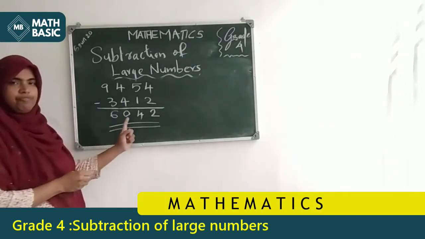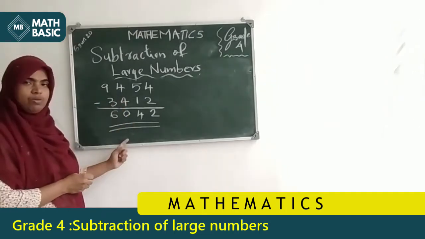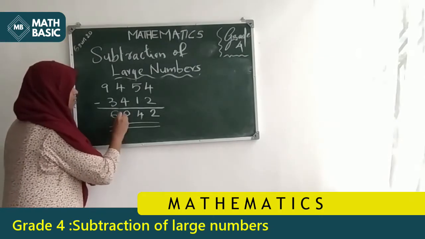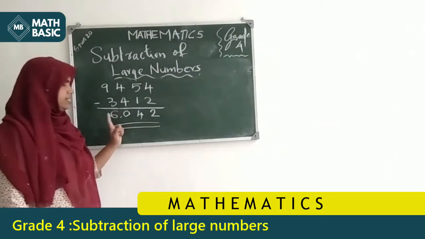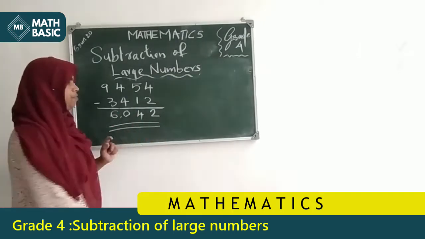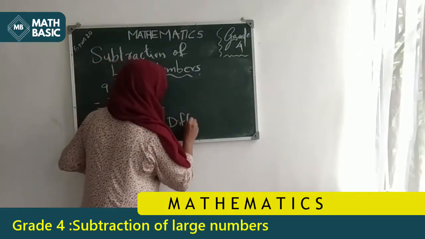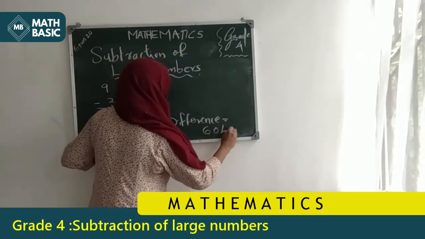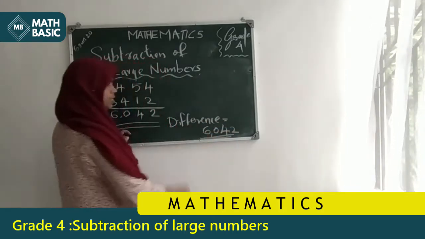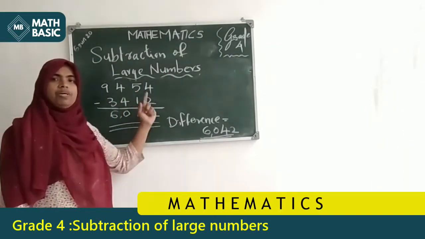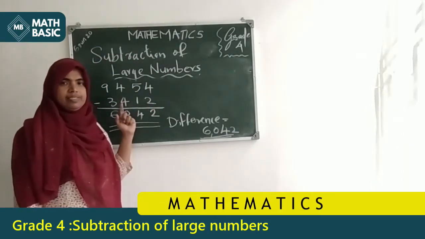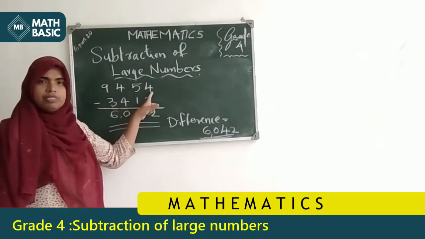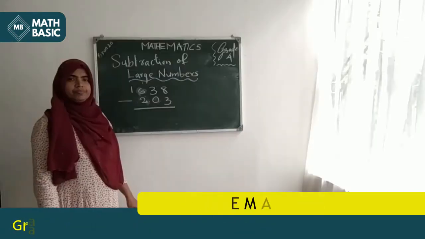This is the difference. The answer in subtraction is called the difference. Ones, tens, hundreds, thousands, so we can read easily. 6042 is the difference. Just see the method of subtraction. Then it is very easy. This is simple subtraction. Simple subtraction means the above number is bigger and the below number is smaller.